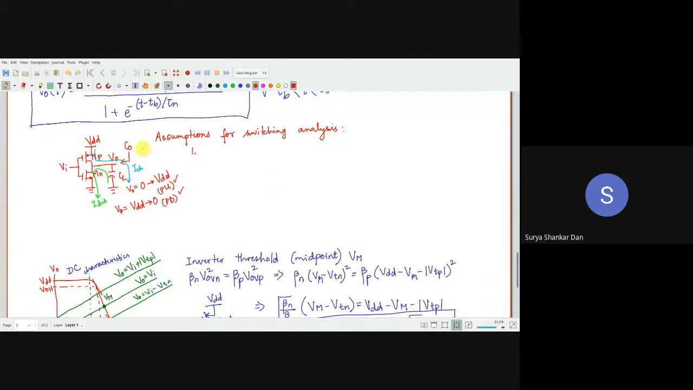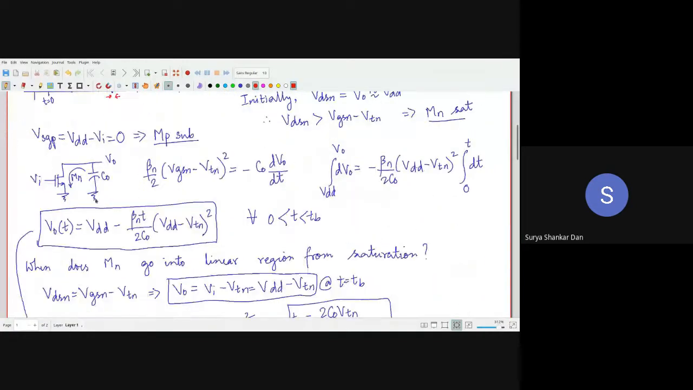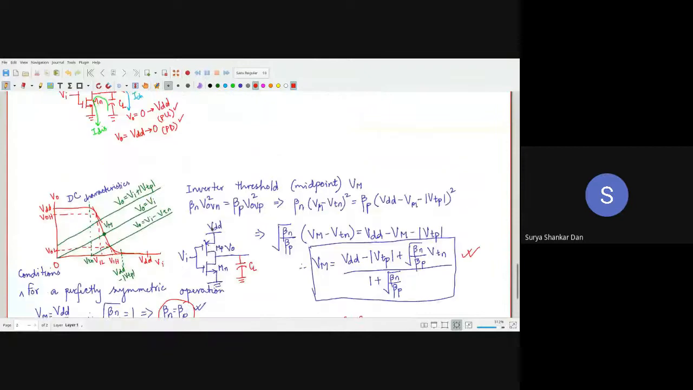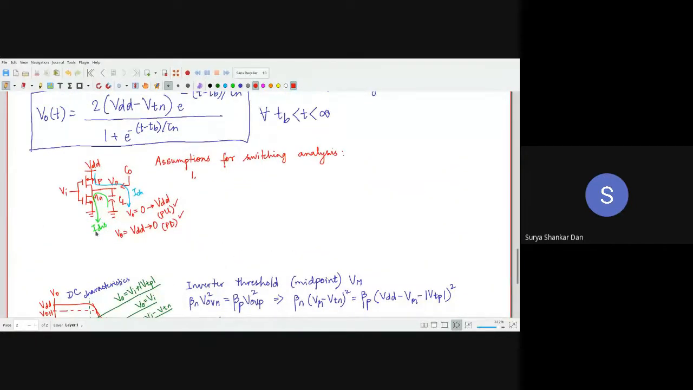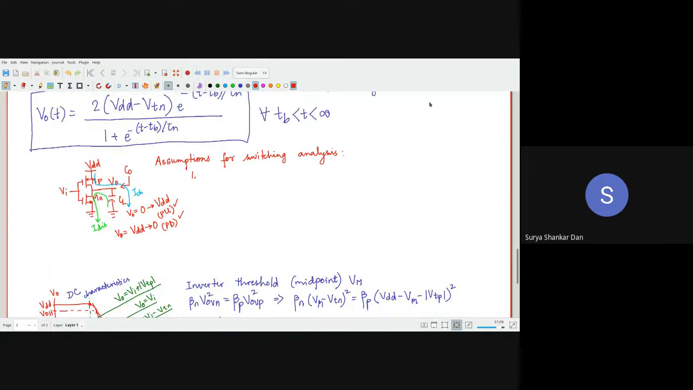That analysis we will do today itself. I don't know if we will have the time. See, at a particular instant one of them will be linear, and before that particular instant the other one will be in saturation. So within the switching itself, the transistors will go from linear to saturation. But none of them will go into subthreshold, by the way. Subthreshold means switching is over. So between here and here, if it is switching, one of them will be in linear, then both in saturation.